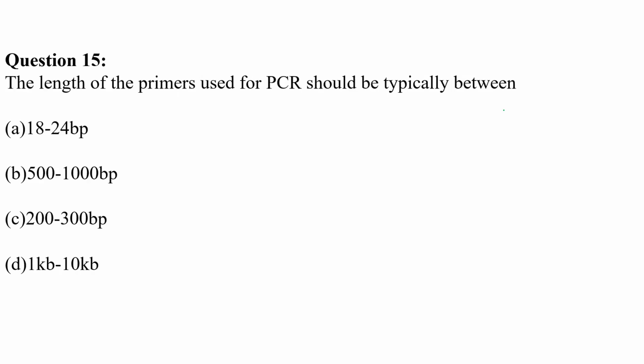Moving on to the next question, question number 15. The length of the primers used for PCR should be typically between option A, 18 to 24 base pairs, option B, 500 to 1000 base pairs, option C, 200 to 300 base pairs, and option D, 1 kb to 10 kb.